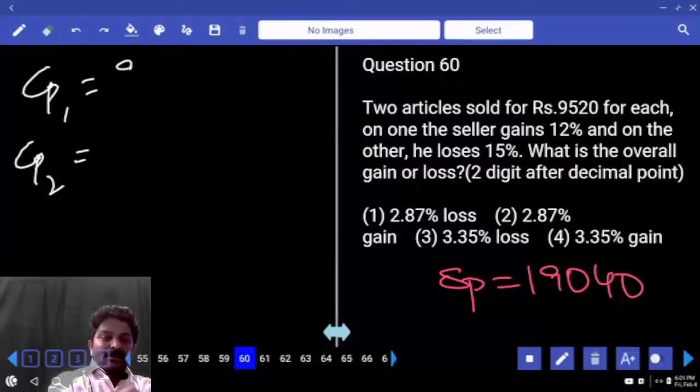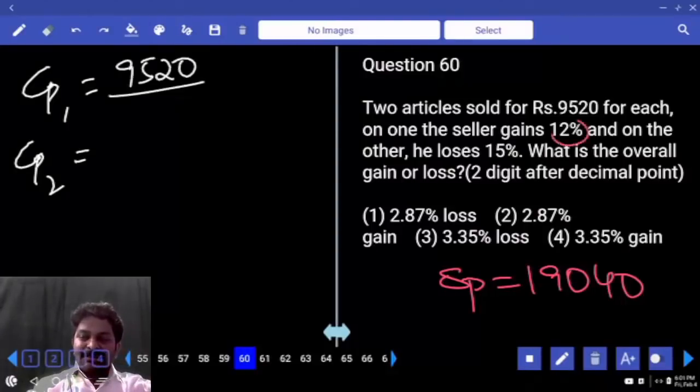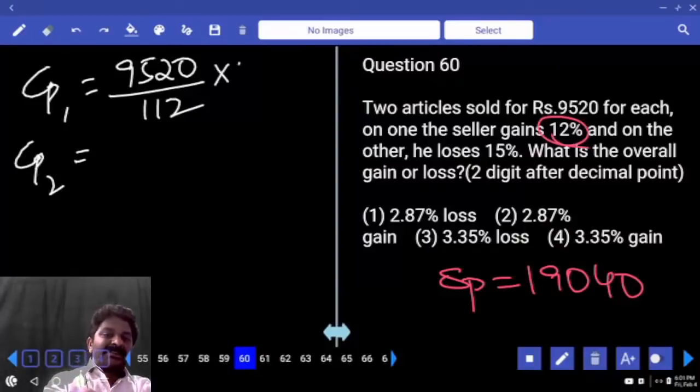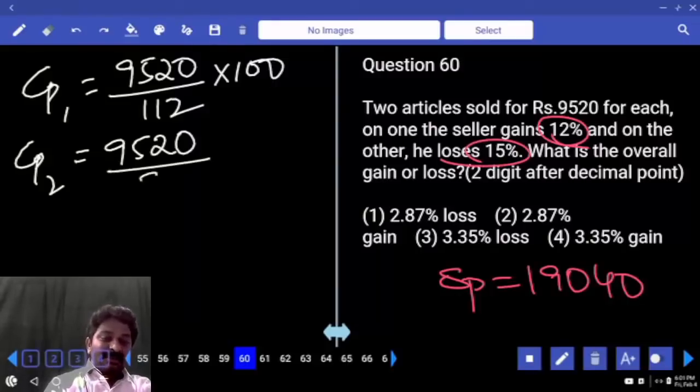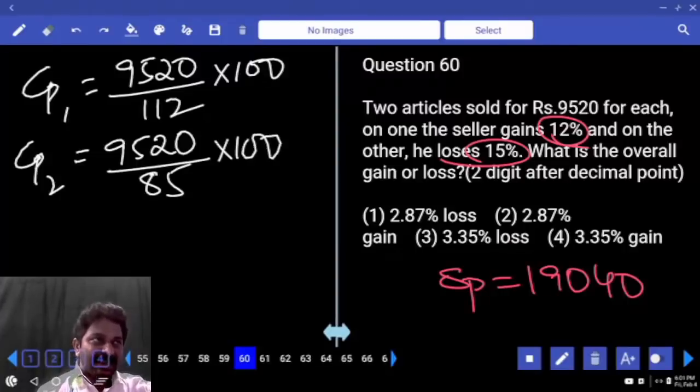So 9520 is selling price in first case. In that particular case there is a profit of 12%. 1% is 9520 divided by 112. Cost price is 100%, so into 100. Now for second item also we are selling it at 9520, but there is a loss of 15%. That means this value is equal to 85%. 1% is 9520 by 85. Into 100 gives you cost price of the second item.